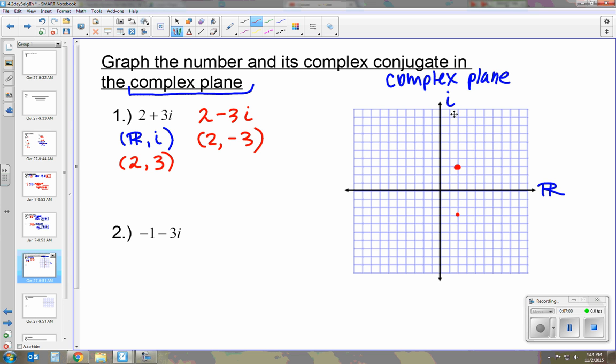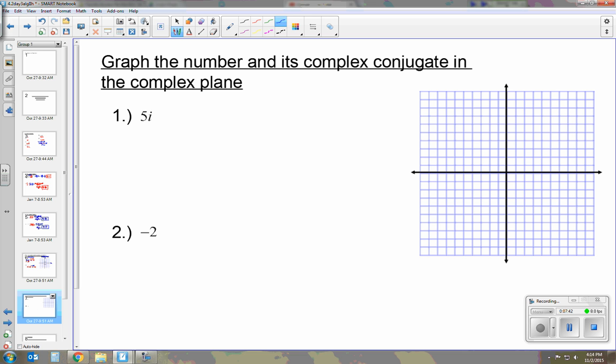Now if we look at this, the graph of the complex number and its conjugate, if we notice carefully, it is reflected over the real number axis. Let's see if that's true for number 2. The complex conjugate of this one is negative 1 plus 3i, so our 2 points are going to be negative 1, negative 3, and negative 1, 3. Let's see what that looks like. Negative 1, negative 3. And negative 1, 3. And that's true. It is reflected over the real number axis.